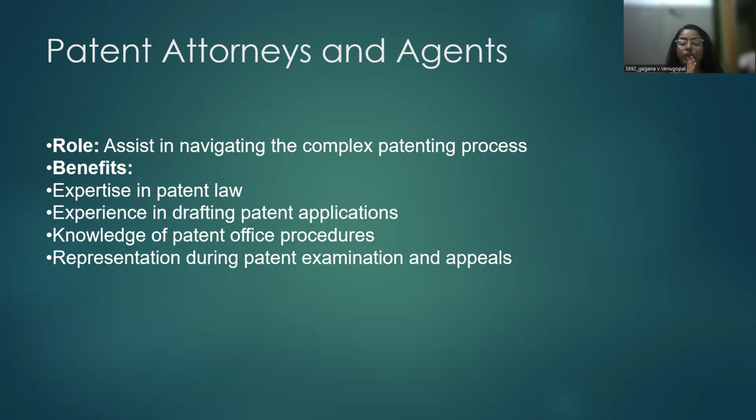I just told you that you need to file your application in the patent office, but this too includes a variety of procedures which need to be followed. Then representation during patent examination and appeals. There are certain things which you need to present during the examination, which need to be taken care of.